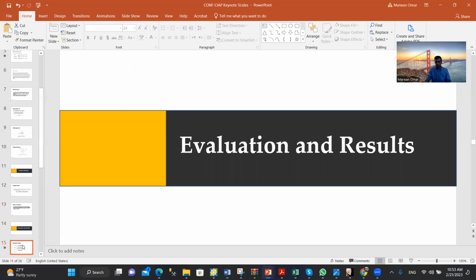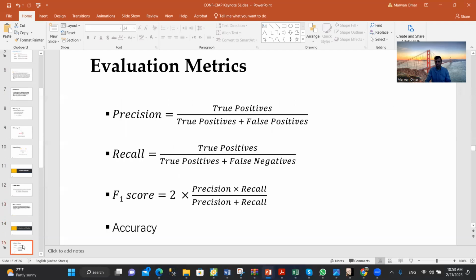We are going to talk about the results and the evaluation. These are the evaluation metrics that we use. These are classical metrics for machine learning. So we have the precision, the recall, and F1 score.